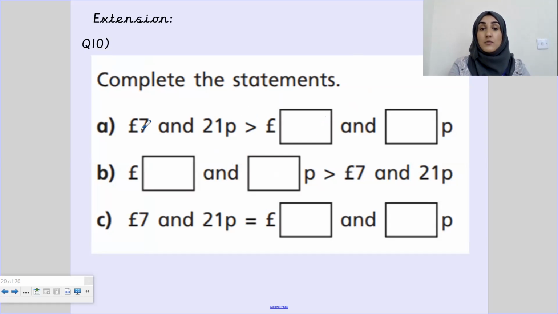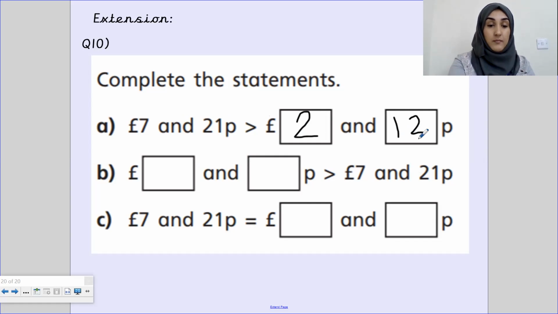So if £7.21 is more than a value, are you going to put in £10? No, because that won't make sense. So you need to put in a value that is less than £7.21. For example, I might want to put in £2.12. So £7.21 is more than £2.12. Okay, so you're going to choose your own one. I'm just giving you an example here.